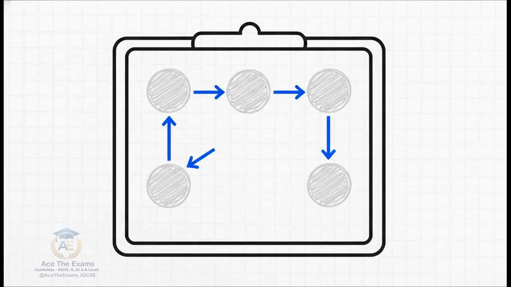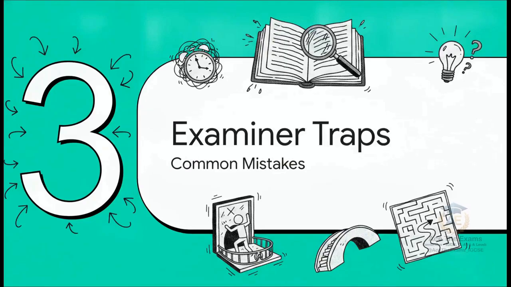And you need clear annotation throughout your working. Do not skip steps because you think it's obvious. You have to explicitly show the examiner exactly how your midfield connects to your strikers. If you just write down an answer with no working, the examiner assumes you are guessing and you get nothing. Section 3. Avoiding examiner traps. The most common mistakes students make.